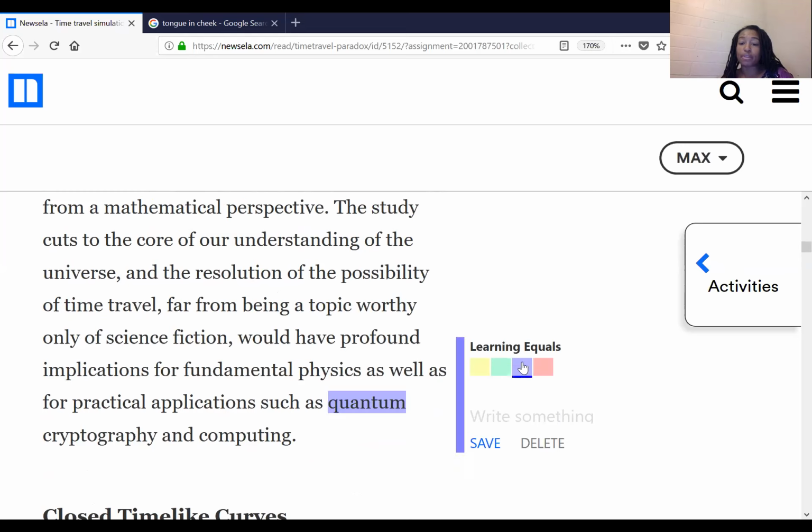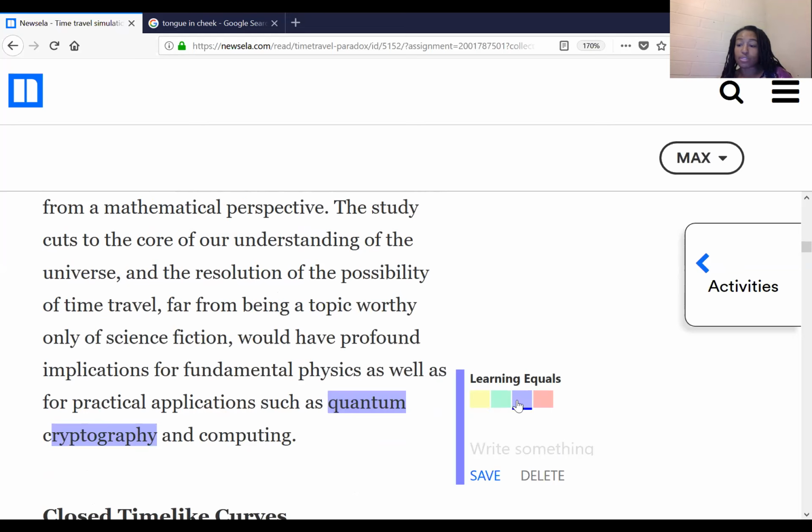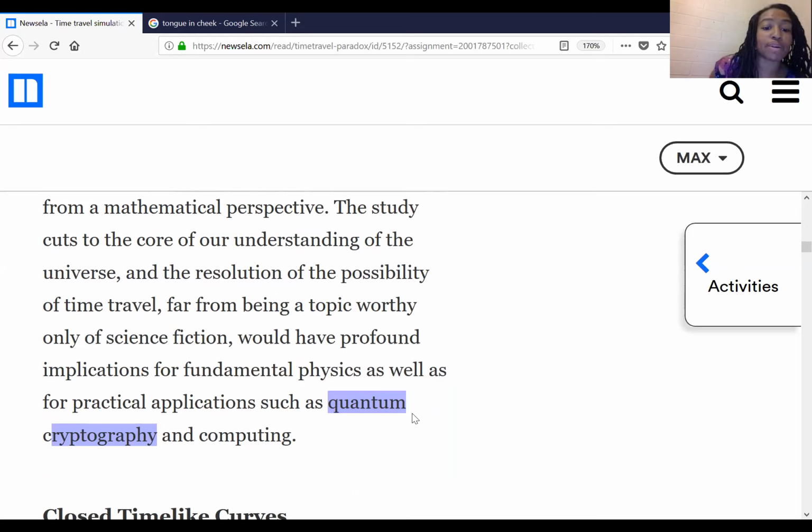I'm gonna put a highlight here by quantum and cryptography, because those are some vocabulary words I can make a text connection to. Quantum reminds me of a show when I was growing up called Quantum Leap, and it was a time travel show. The main character would go to different points in time, and it was always some type of crime that was going on. He would have to figure out, why is this person here? What happened to the person? How could he solve the problem? But he could still not involve himself in the actual solving of the problem.